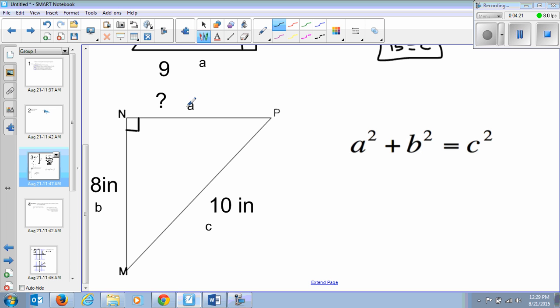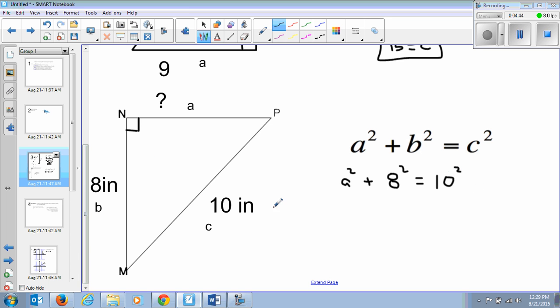a is what we don't know. We don't know what this side is. So I'm just going to leave it a squared. Plus b is, in this case, 8. So I want to do 8 squared. Equals c squared, which in this case, the hypotenuse, the one that's important, the longest side, is 10. So 10 squared. We're not trying to find c this time.